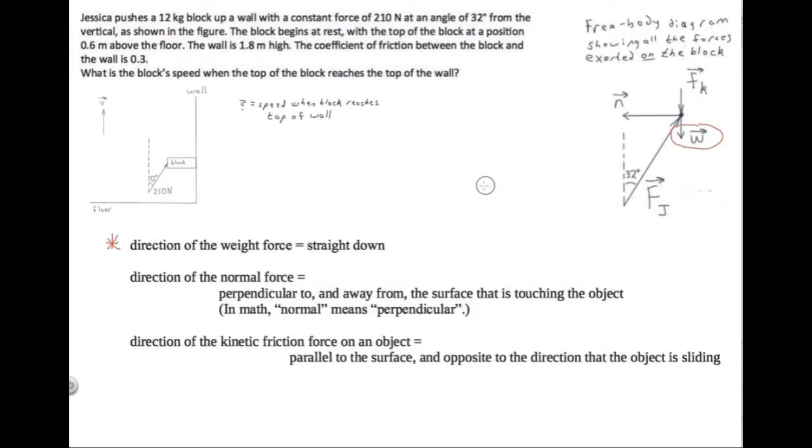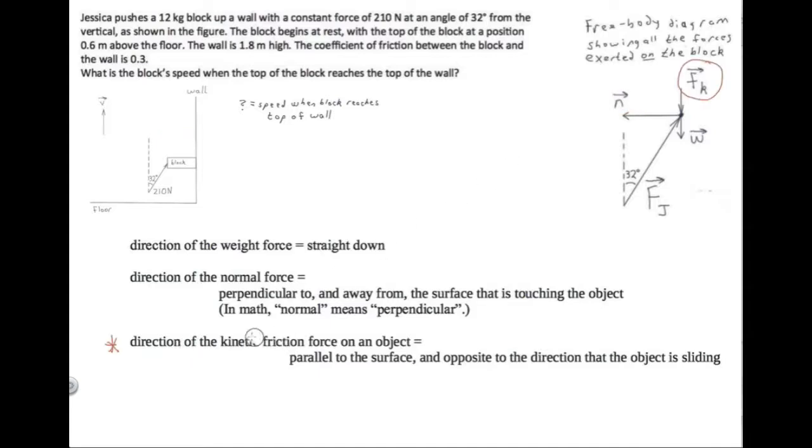Now let's discuss the directions of the forces. We use these rules for the directions of the forces. As usual, the direction of the weight force is straight down. The direction of the normal force should be perpendicular to and away from the surface that is touching the object. So the direction of the normal force exerted by the surface of the wall on the block should point perpendicular to and away from the surface of the wall. That would be this direction to the left. So for this problem, the normal force points to the left.